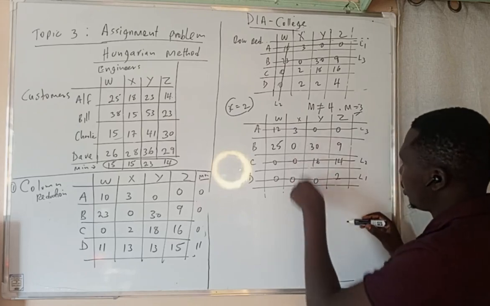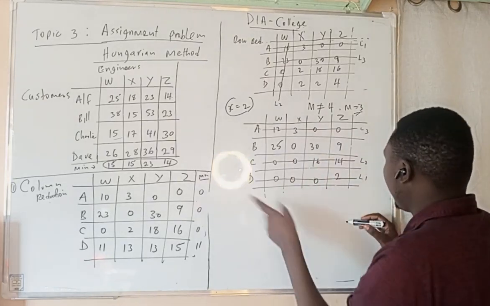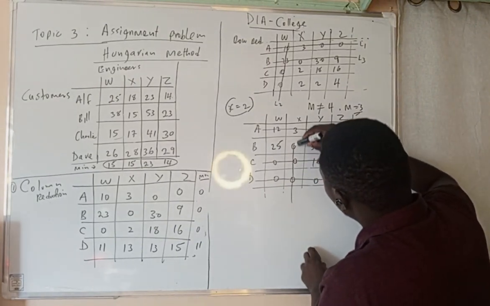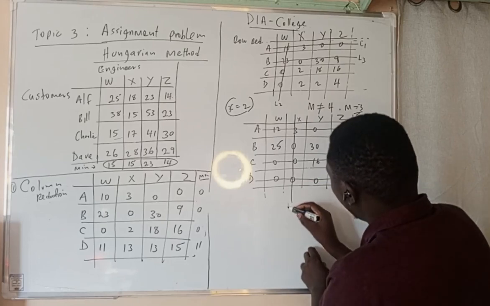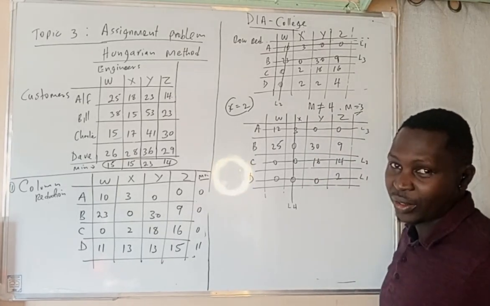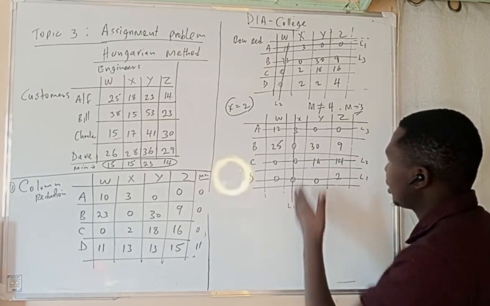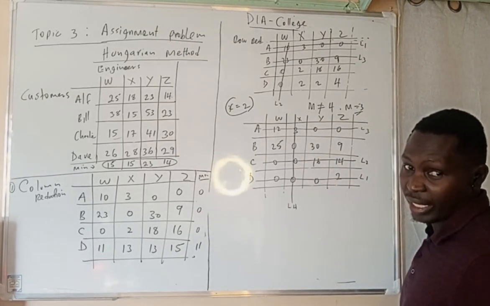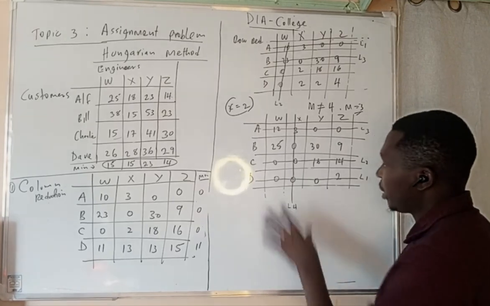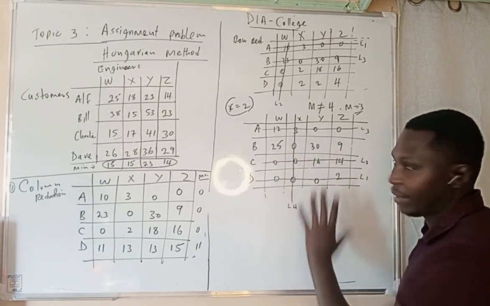Of course there is one 0 here, and I can decide to cover it vertically or horizontally. So I can even decide to do it like this. This is my line 4. So basically, for me to cover all the zeros with the minimum number of lines, this one I have no choice, I'll get 4 lines.